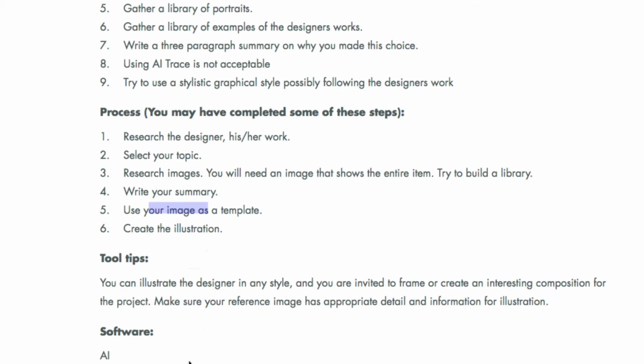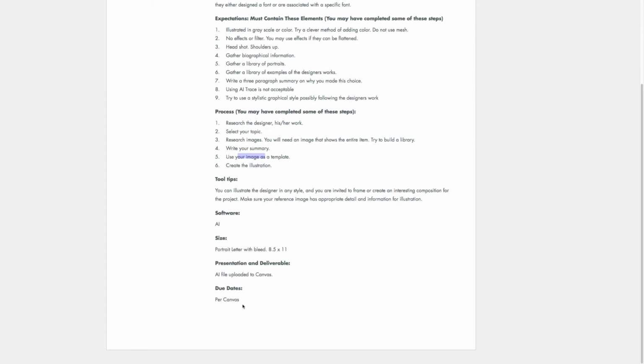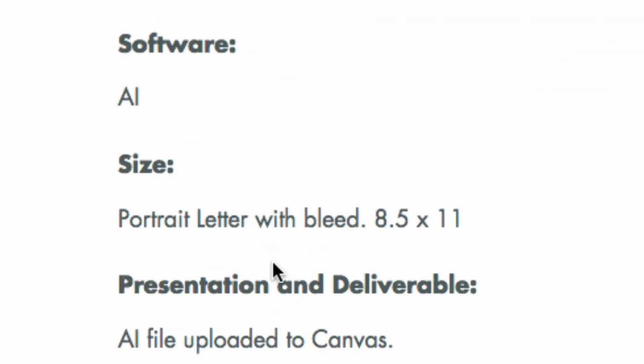This is to be illustrated in Illustrator. And the document size, what does it say right here? 8.5 by 11. In what format? What does it say right there? Portrait. So that means when you create your document, it should be like this. This is portrait format. This is landscape. So you're going to draw it like this? No, you're going to draw it like this. Okay? You're going to draw it in portrait format.